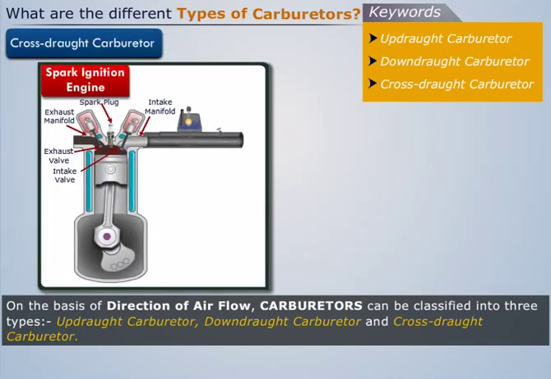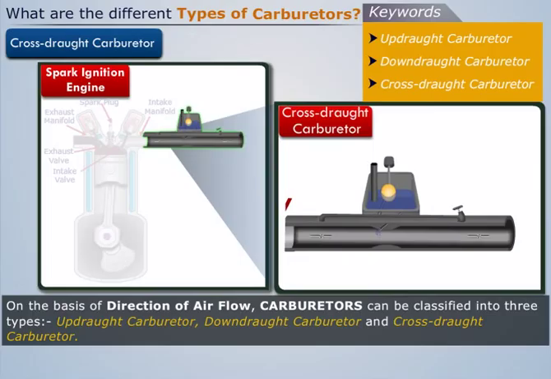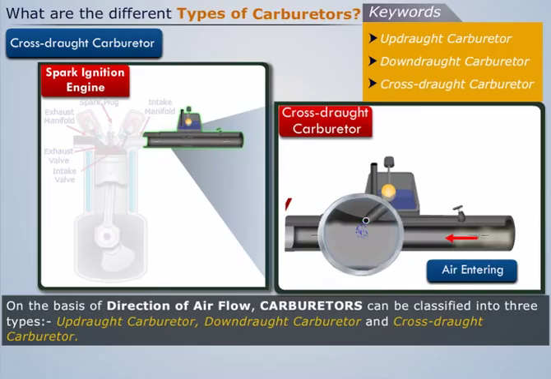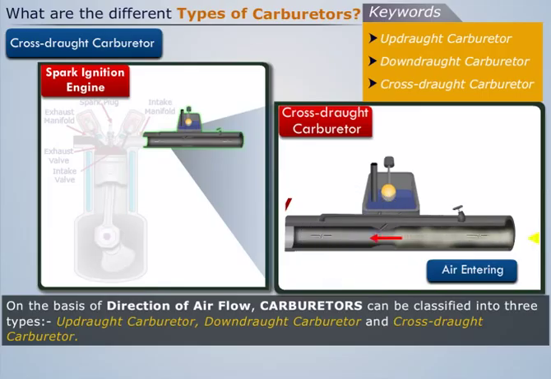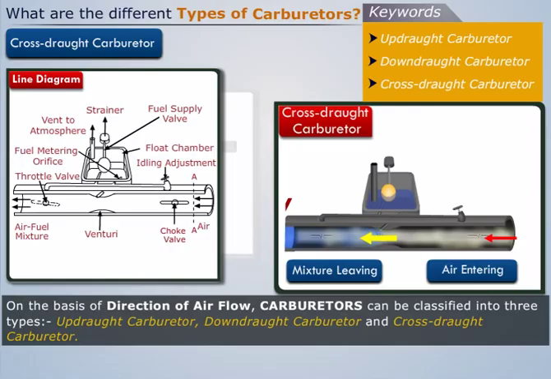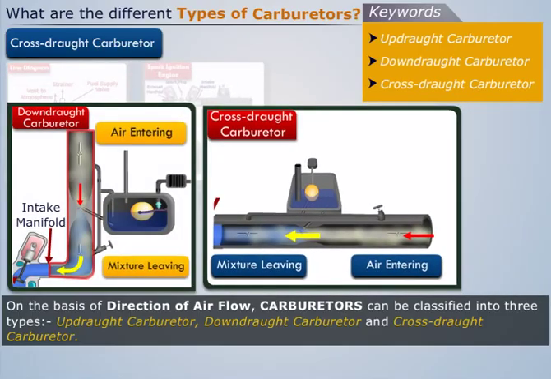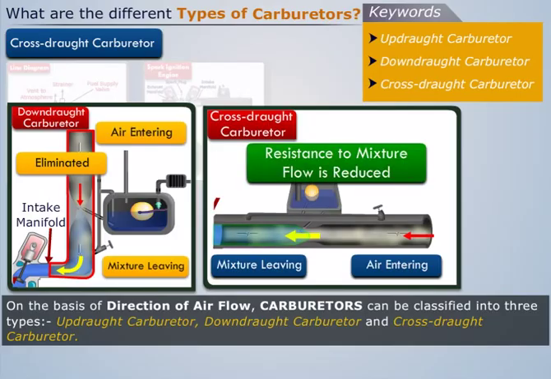Cross-draught carburetor consists of a horizontal mixing tube with a float chamber on one side of it. Its schematic diagram is. The major advantage of this carburetor is that right-angled turn in the inlet passage is eliminated. Hence, resistance to the mixture flow is reduced.